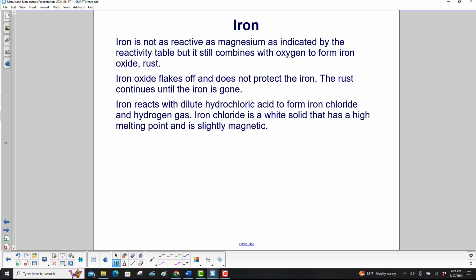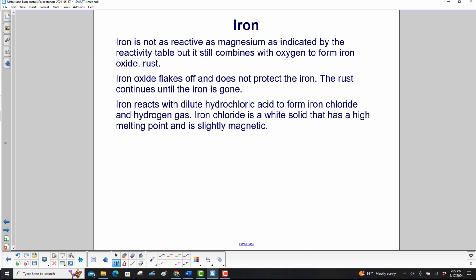Iron is not as reactive as magnesium as indicated by the reactivity table, but it still combines with oxygen to form iron oxide or rust. Iron oxide flakes off and does not protect the iron. The rust continues until the iron is gone.